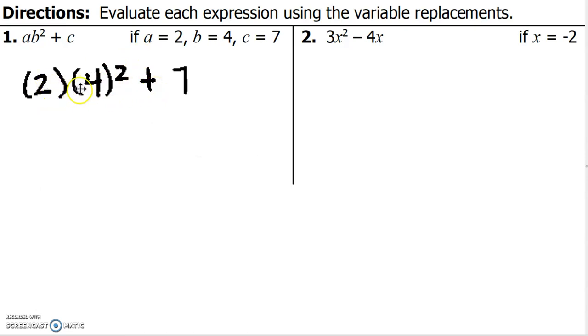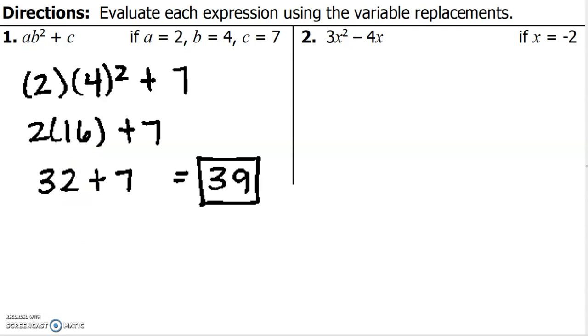We see the parentheses here, but these parentheses don't mean grouping. They mean multiplication. So we're going to deal with our exponents first and have 2 times 16, because 4 times itself is 16. 2 times 16 is 32, plus 7, which is 39.